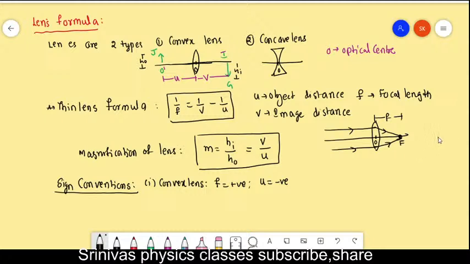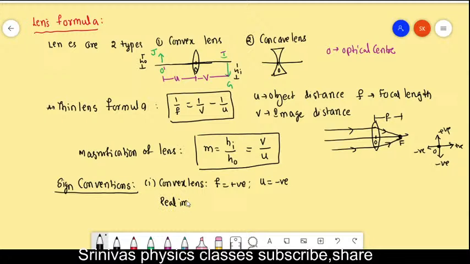Focal length is on the right side of the optical center. We can compare this with the coordinate system. This is the origin, and right side is positive, left side is negative, above is positive, below is negative, according to sign convention rules. According to these rules, the object is on the left side, that's why object distance is negative. Focal length is positive for the convex lens.